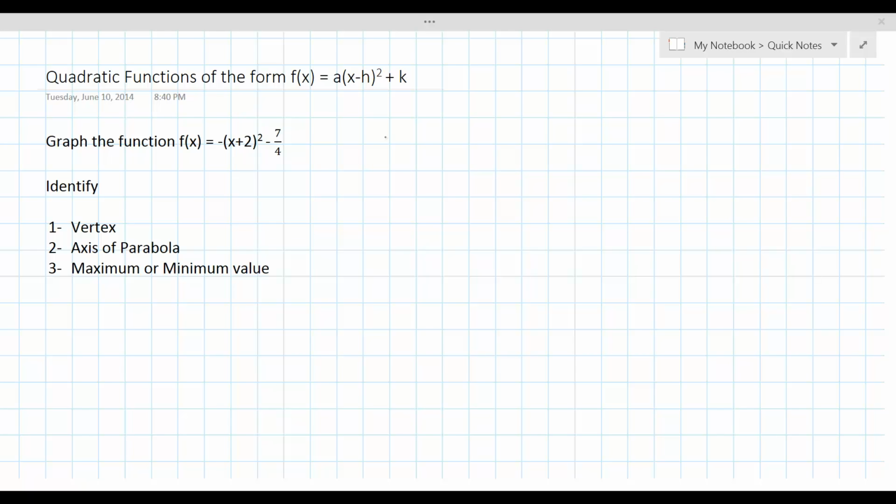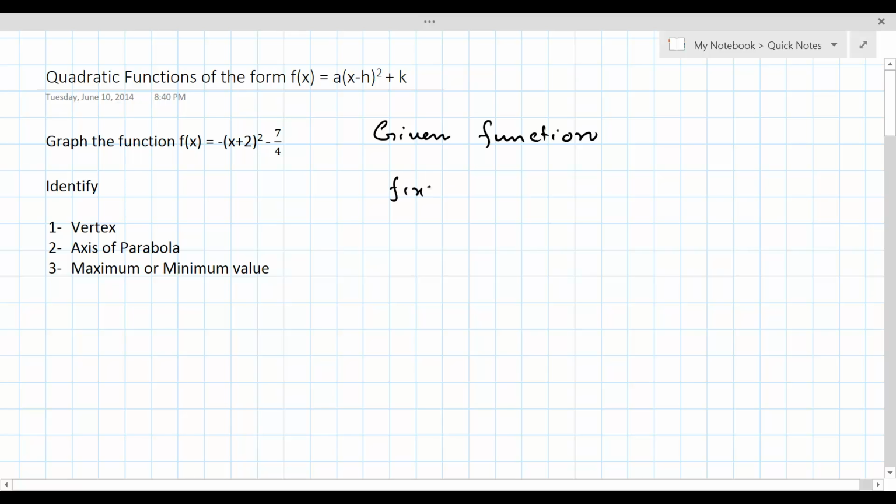In this lesson, we will perfect our understanding of transformation of quadratic functions and associated changes in the graph. Let's consider solving the given example. Here the given function is f of x equal to minus (x plus 2) square minus 7 by 4.